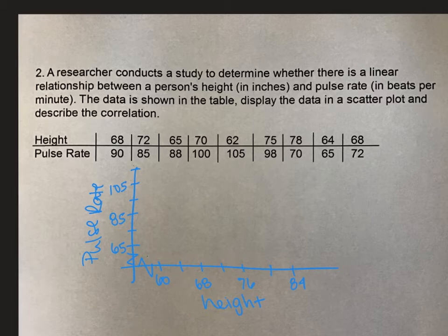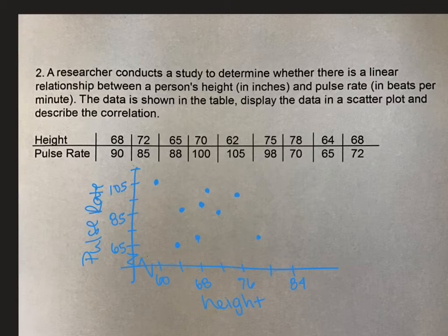Okay, so I've got 68 and 90, 72 and 85, 65 and 88, 70 and 100, 62 and 105, 75 and 98, 78, 70, 64 and 65, and then 68 and 72.